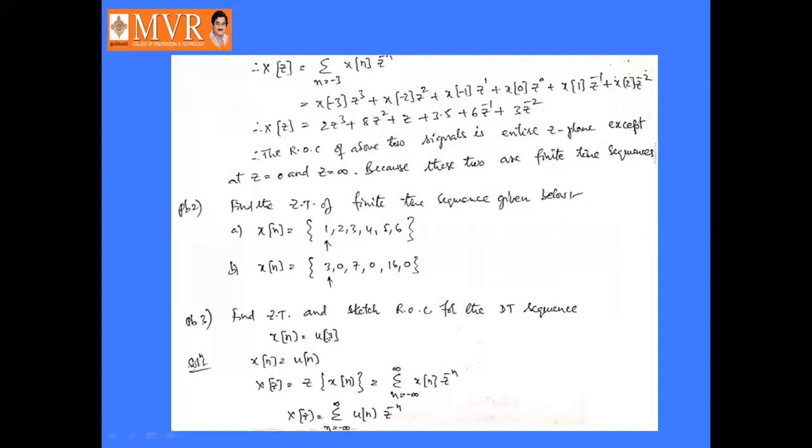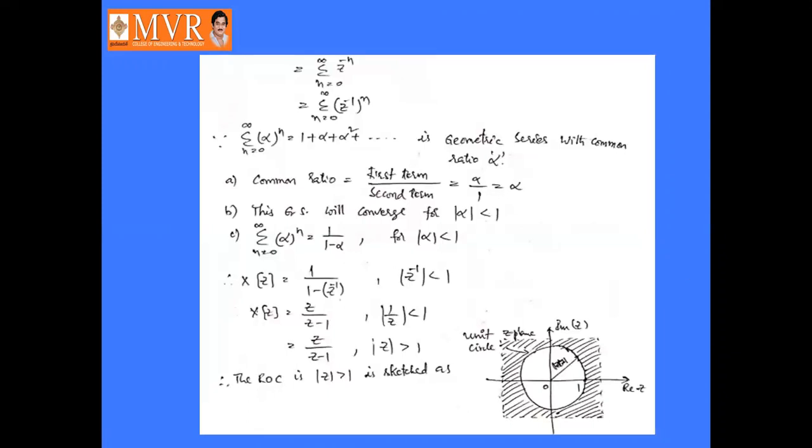And then find the z transform and sketch the ROC for the discrete time sequence x of n equal to u of n. So u of n is 1 for n greater than or equal to 0, as we already know that. That means sigma n equal to 0 to infinity, u of n value is 1. Okay, so it can be expressed as X of z equal to z transform of x of n, that is sigma n equal minus infinity to infinity x of n into z power minus n. So u of n value is 1 from 0 to infinity, right? So n 0 to infinity, u of n 1 into z power minus n.